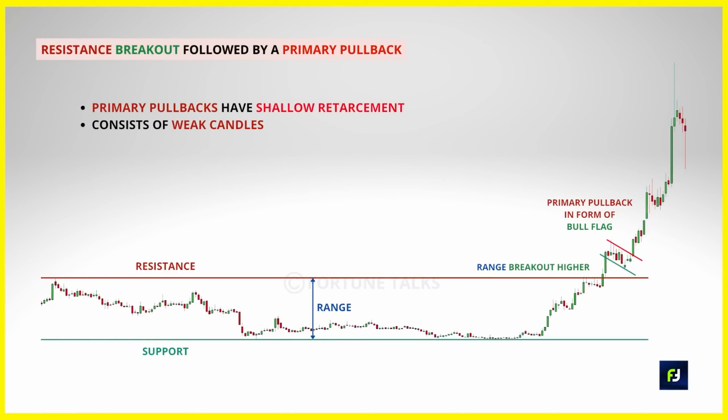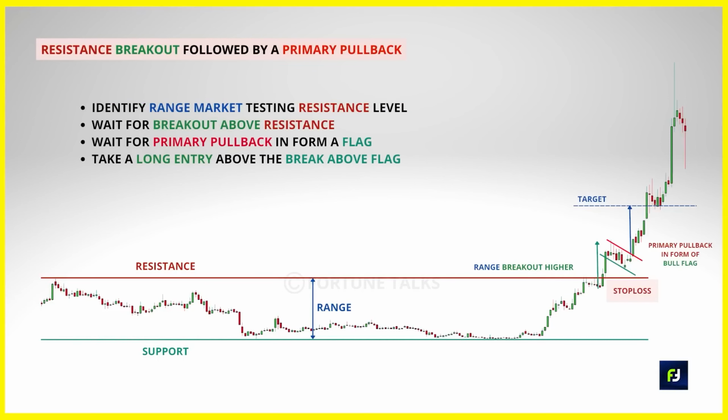So if I were to explain the process in a rather simple fashion, it would go something like this. First of all, you have to identify a range market or a market testing a resistance level for quite a while. Now let the market break out of the resistance level. Now you have to wait for a bull flag pattern to form in the form of a primary pullback. Once you find such a formation, you can look to take a long entry on the break above the highs.